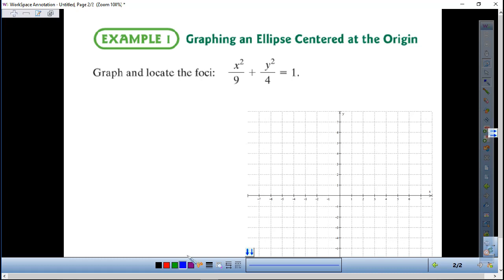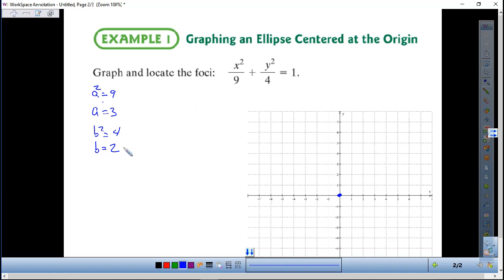So right now, let's look at this one. First things first, find the center, which of course we now know is at 0, 0. And then look for your A and your B. Well, A is going to equal the square root of this. So A squared equals 9. That gives me A is equal to 3. And B squared equals 4, which means B equals 2.